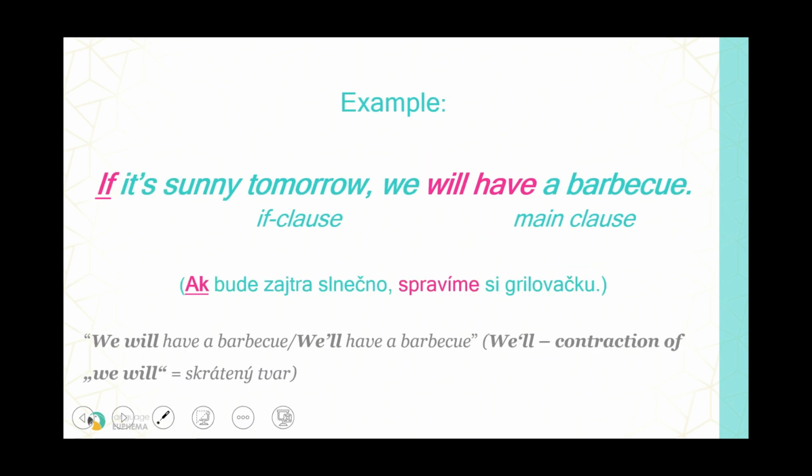Another one here. If it's sunny tomorrow, we will have a barbecue. Good. So again, we started with the if clause. If it's sunny tomorrow, again, we see that after if, we put present simple. So it is. If it is sunny tomorrow. See, there is a contraction too. It is, it's. So if it's sunny tomorrow, we will have a barbecue. Main clause, we have to put will and infinitive, which is will have. And there you go. If it's sunny tomorrow, we will have a barbecue.